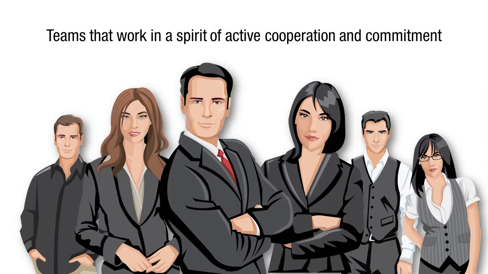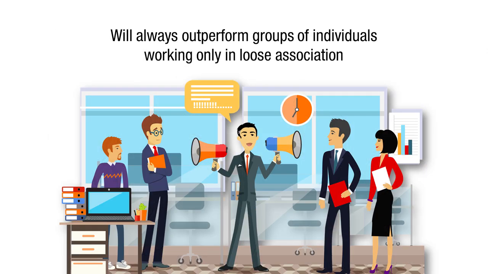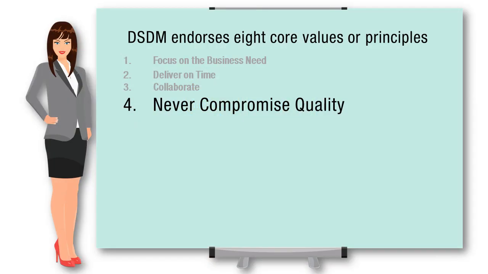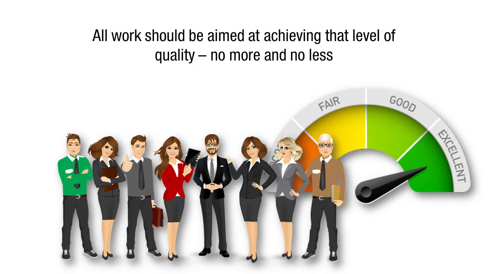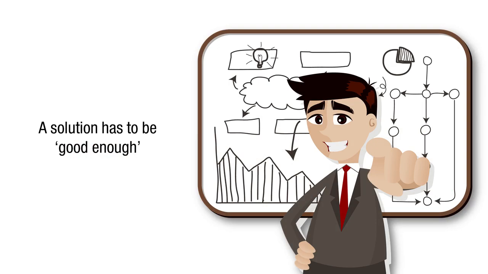Teams that work in a spirit of active cooperation and commitment will always outperform groups of individuals working only in loose association. Next core value we will discuss is never compromise quality. In DSDM, the level of quality to be delivered should be agreed at the start. All work should be aimed at achieving that level of quality, no more and no less. A solution has to be good enough.